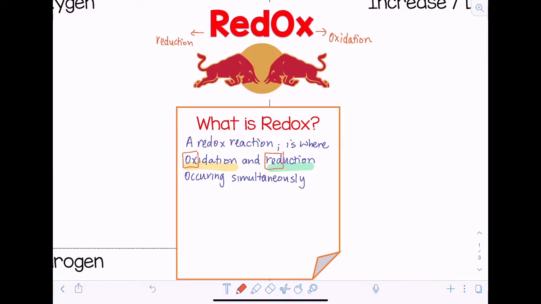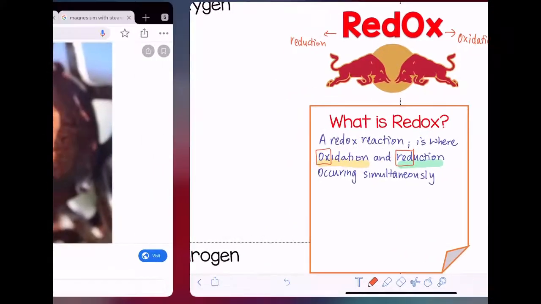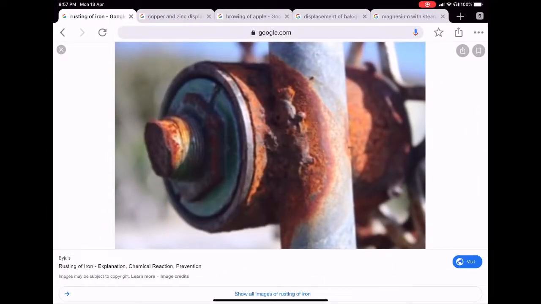Now, oxidation and reduction are common. There are a lot of common things in our daily life, as well as reactions that you're already exposed to, that actually have oxidation and reduction occurring at the same time. Let me introduce you to some examples. What you see on the screen now is an example of rusting. Rusting is an example of oxidation, where iron oxidizes by combining itself with the oxygen molecules in the air to form rust, which is iron oxide.